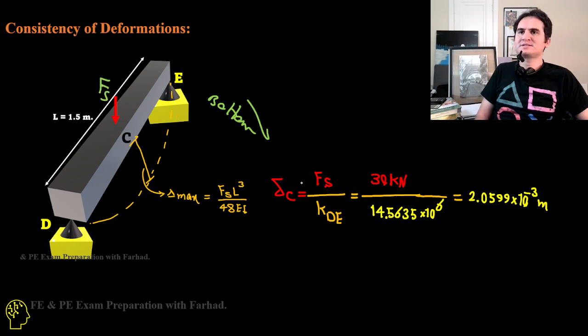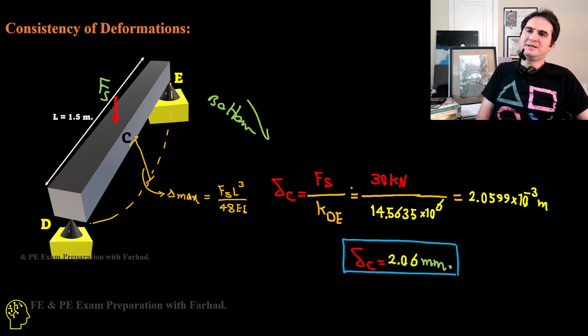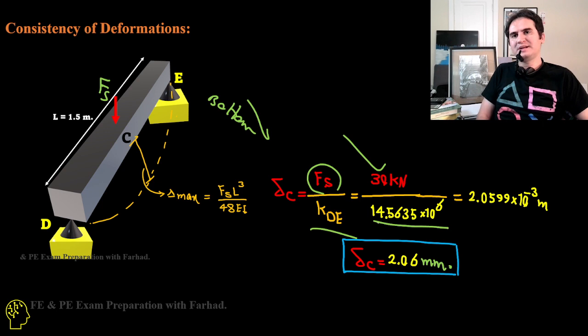And finally, delta at the center is Fs over Kd based off the bottom section. If you replace that with the numeric value for Fs, which we just calculated, over Kd, which we already calculated to be 14.56 times 10 to the 6, that gives us a delta C equal to 2.06 millimeters, almost 2 millimeters vertical displacement for this case.